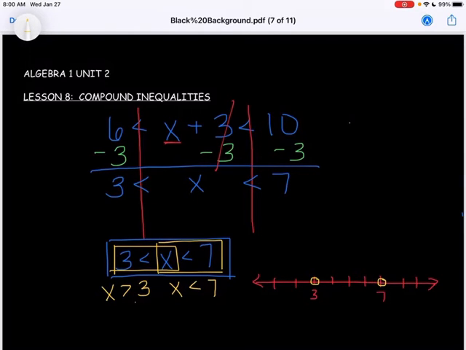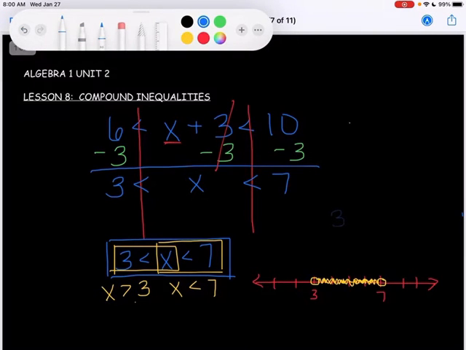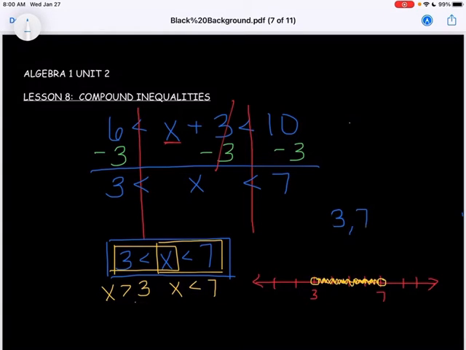Now, this inequality says that x needs to be greater than 3, and it also needs to be less than 7. So we shade above 3 because that's greater than 3, and we shade below 7 because that's less than 7. But it's between these two values. It doesn't go outside because it's and. It has to be between both of those bounds. So our final answer here, if we wrote it in interval notation, our left bound is 3, and our right bound is 7. And since they're both open circles, we'd have parentheses for both of those. And you're done.